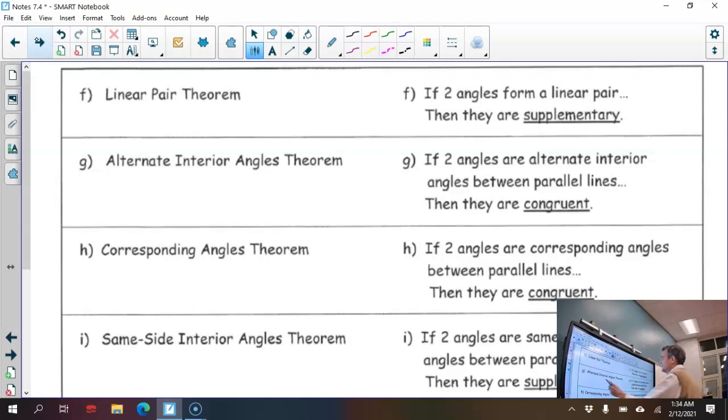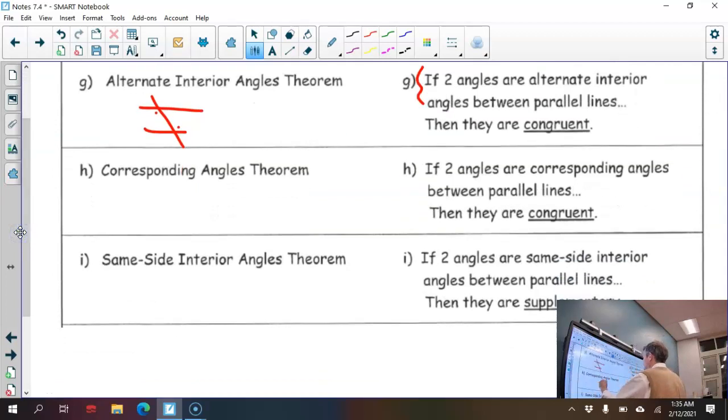Then I have the alternate interior angles theorem, right? That's when you have parallel lines and you have these two angles. If two angles are alternate interior angles between parallel lines, right, that's a whole bunch of stuff in the if. But if you have two angles and they're alternate interior angles and they're between parallel lines, then they are congruent. That is what the alternate interior angles theorem says.